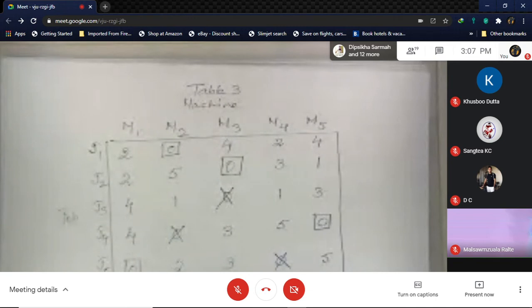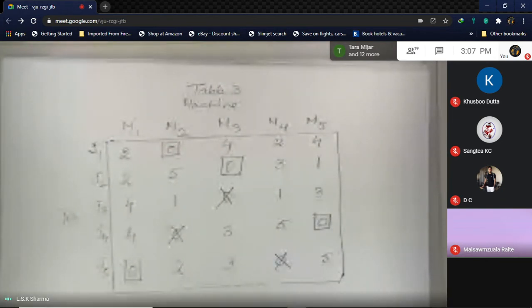The next step is step number 4. We have to draw horizontal lines and vertical lines to cover all the zeros. So how do we do that? And this step is very, very important. If you miss a step out here, the whole problem will go wrong. The first one is mark the tick mark, correct?